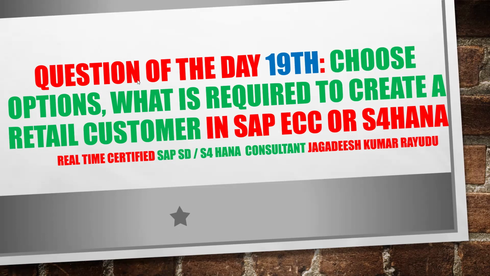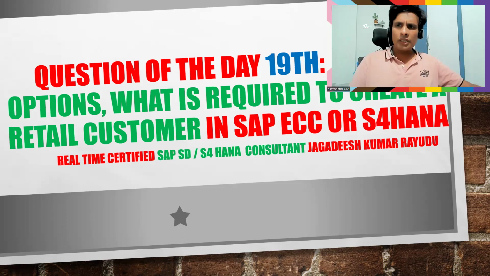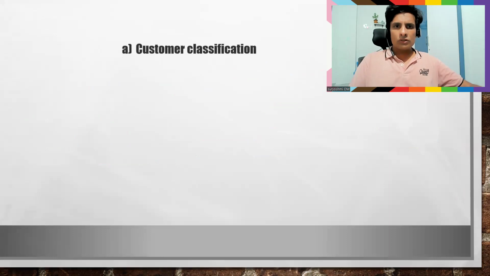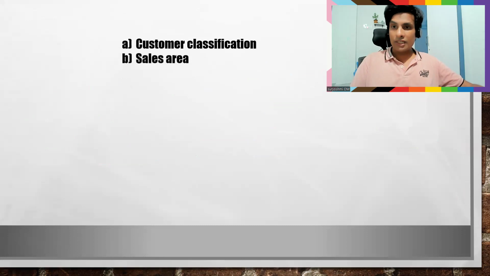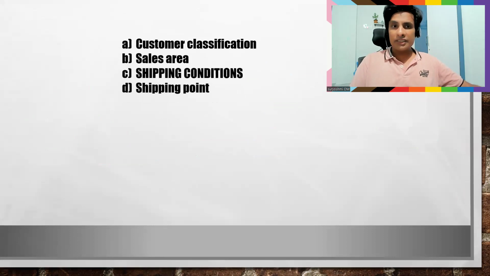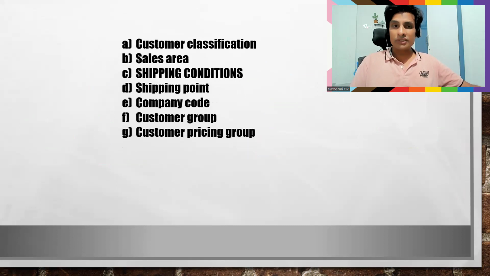Question of the day, choose options. What is required to create a retail customer in SAP ECC or S4 HANA? He's specifically talking about retail customer. Let's try to do the analysis. Option A, customer tax class, customer classification, not tax classification, sales area. And C, shipping conditions, and D, shipping point, and E, company code, F, customer group, G, customer pricing group.